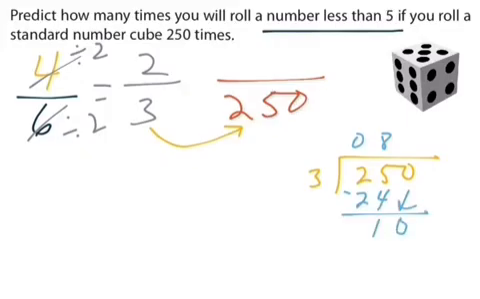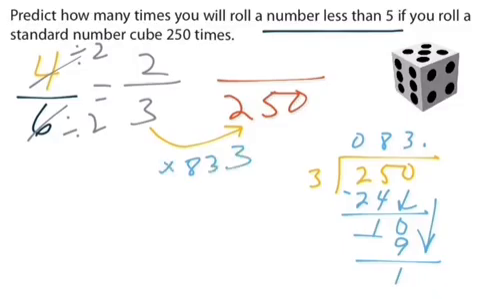Bring down the 0 to get 10. 3 goes into 10 3 times, 9. And we're basically going to get a repeat here as we start bringing this down. So we're going to get about 83.3 repeating as we go. So I'm just going to put 83.3. We're just making a prediction, so it's okay that we don't have a big round answer over here.